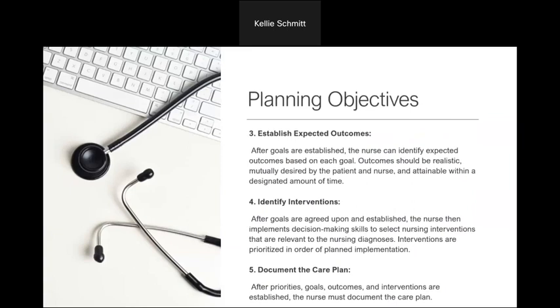What nursing interventions do we need? Remember, these interventions are prioritized based on the order of planned implementation. We then need to document. Documentation not only includes the nursing orders, but they will be well written and should include the order date, which action will be performed. There needs to be a detailed description, the time frame in which the intervention will be performed, and the nurse's signature.